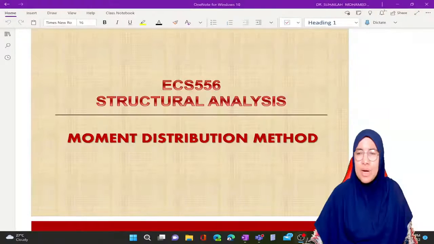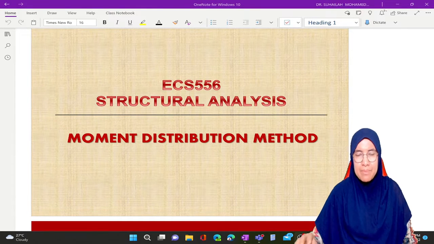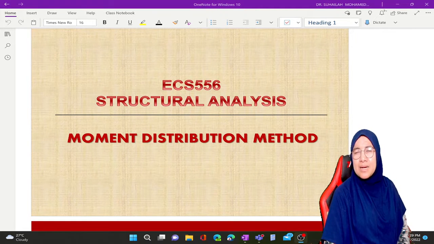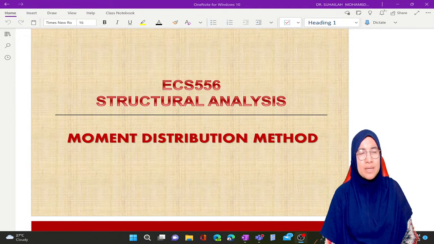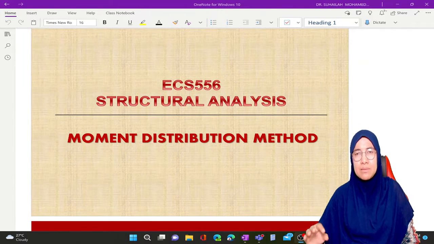Okay, so I would like to continue moment distribution method beam analysis. So I will continue beam with support settlement effect. Okay, but before that, I would like to revise back to what we have learned last week.